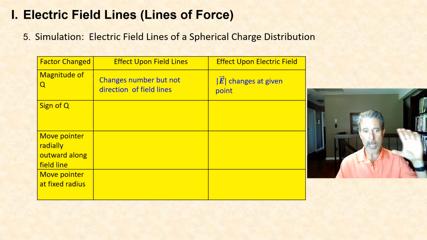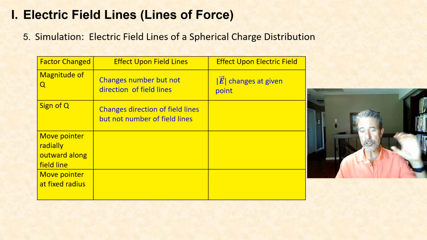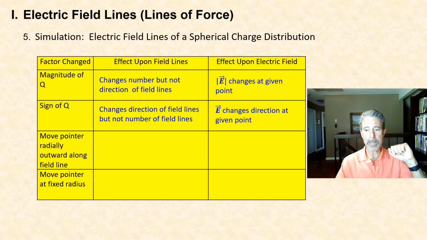Now, when we changed the sign of the charge of our charge distribution, what effect did that have on the field line model? Well, this changed the direction of the field lines, but not the number of field lines. Remember that according to our model, field lines always leave positive charges and enter negative charges. So changing the sign of the charge would certainly change the direction of the field lines. And of course, we know that changing the sign of the charge of our charge distribution will cause the direction of the electric field to change at any given point in space.